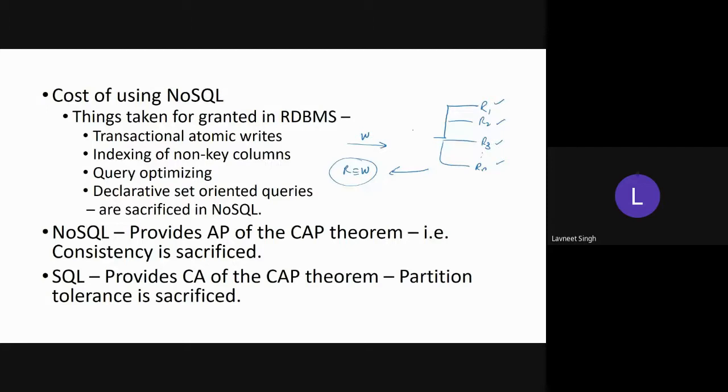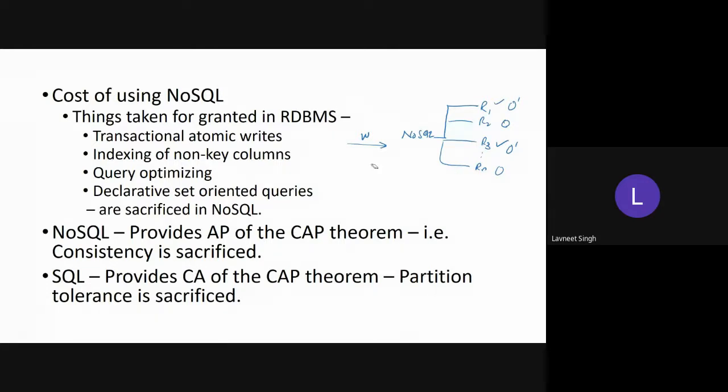But when I am saying it is a NoSQL database, the write happens to, let's say, R1 and R3. When the read happens, this may not be true. That is, if an object is in O dash state after the update, and the same object, because it is copied, is in O state here, when the read happens it could return O state instead of O dash.